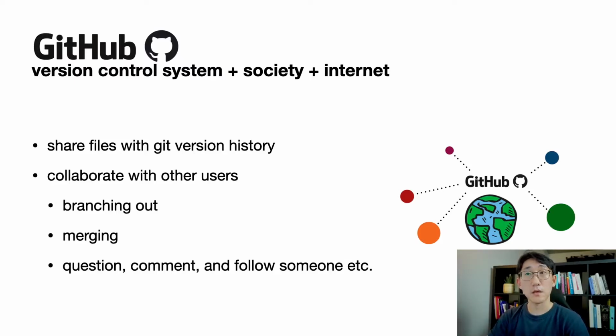If they say, oh, it is actually working better, then we can merge it into the master, we can question, we can comment, and we can follow other people like our social network. So it's adding this social diversity to this version control system all over the planet through the internet. So this platform is helping share and collaboration.